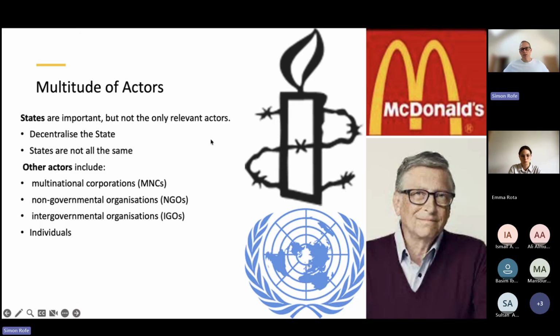And not all states are the same. So if you are Tuvalu in the South Pacific, are you the same? Do you have the same access to power as the United States? Short answer, no. But you're both states, you're both nations.